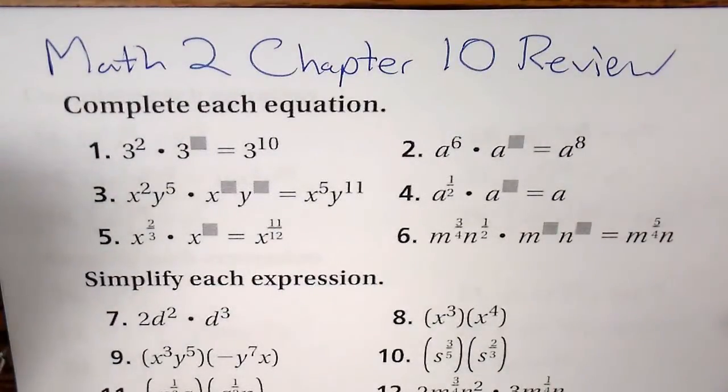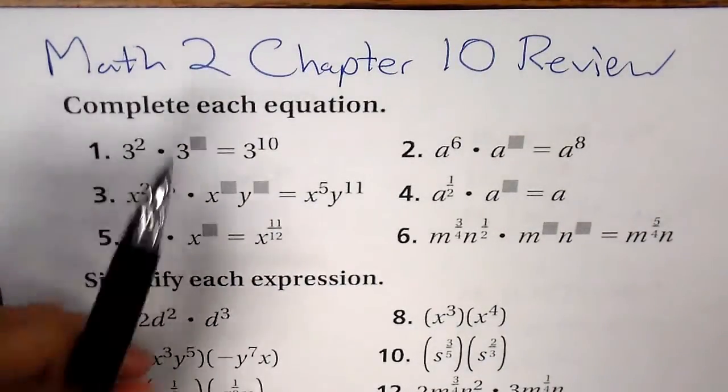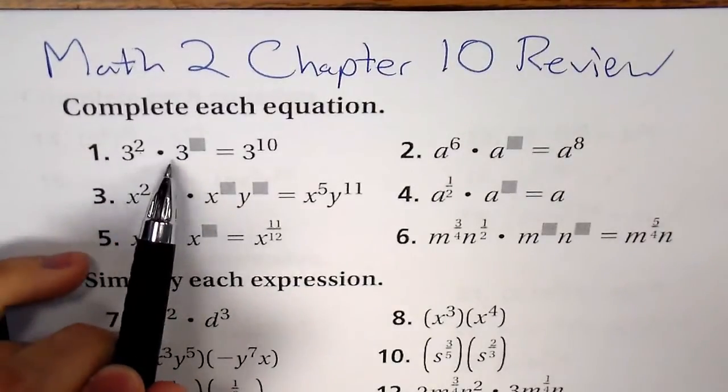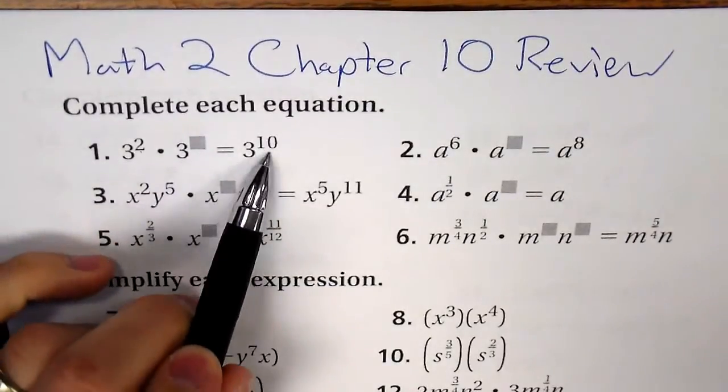This is the Math 2 Chapter 10 review. We'll start with number 1. We need to complete each equation. We have 3 to the second times 3 to some power equals 3 to the 10th.